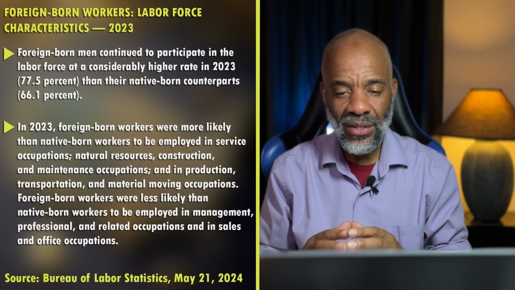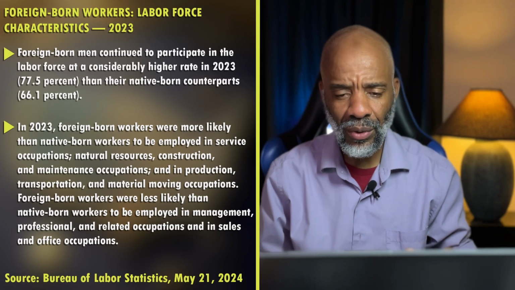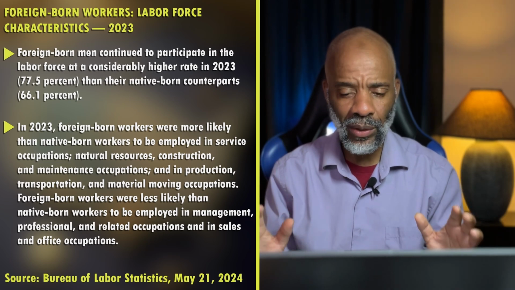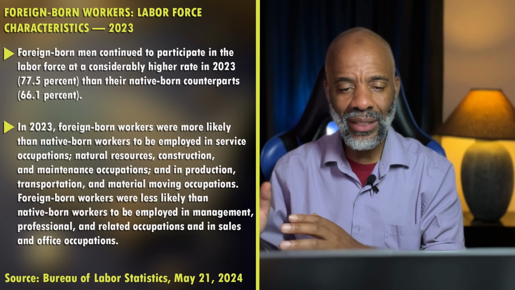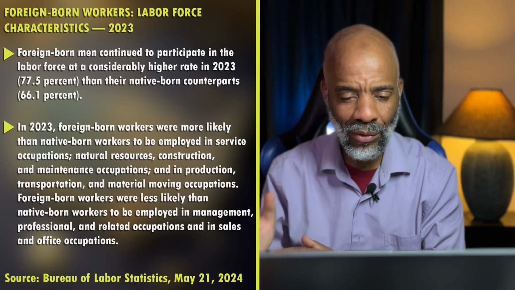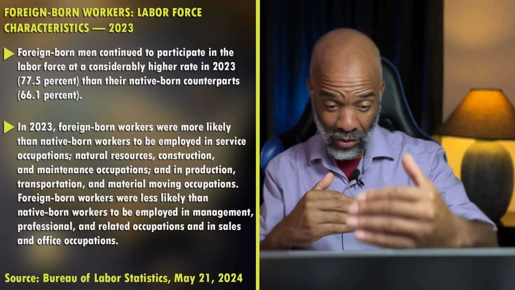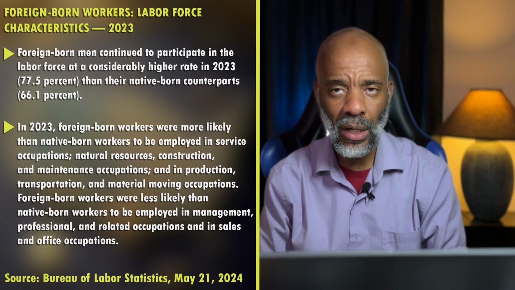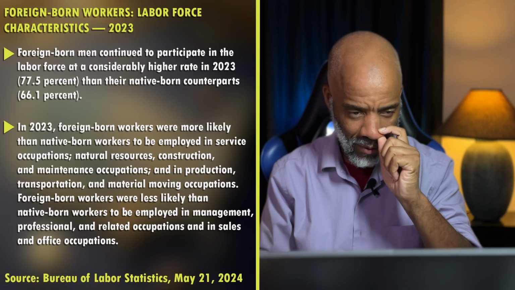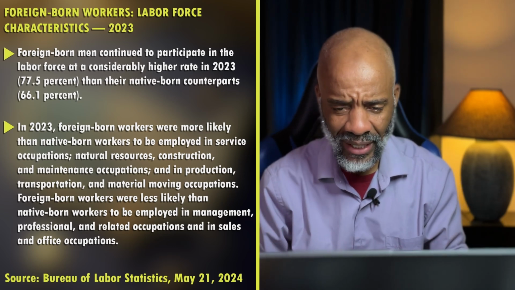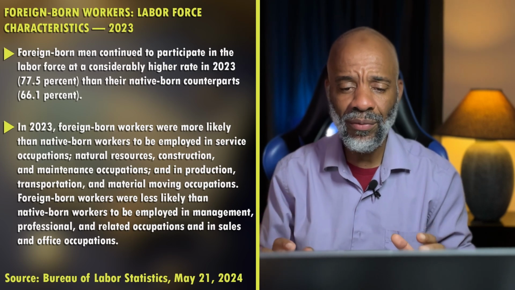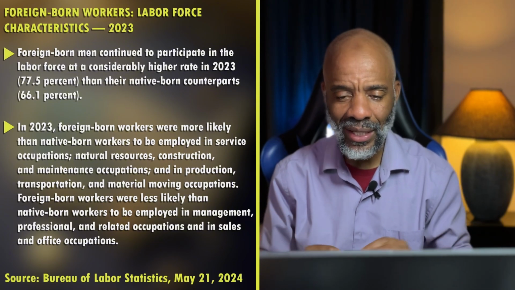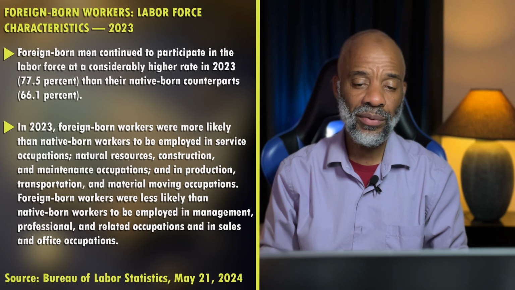So this is a paper that was put forward as a study by the Bureau of Labor Statistics in May of 2024, so it's pretty new. They looked at the labor force characteristics in 2023. They made more than the 2 conclusions or observations that I've put here, but these 2 are the important ones for my discussion right now. Number 1, foreign-born men continued to participate in the labor force at a considerably higher rate in 2023, 75%, than their native-born counterparts, 66.1%.